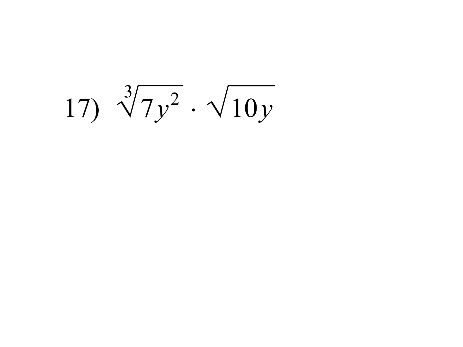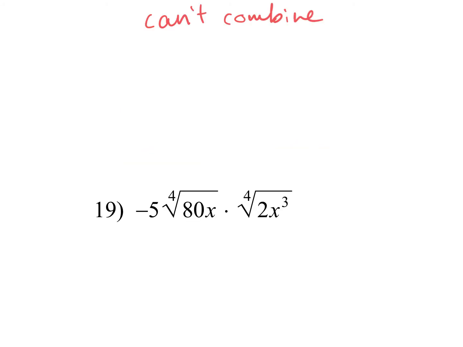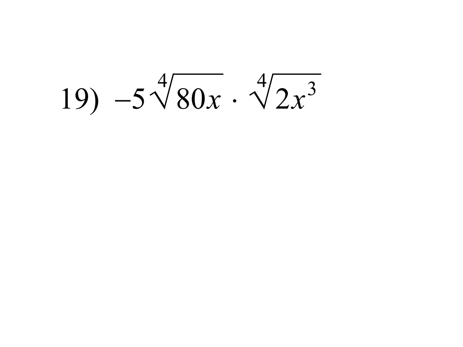All right, let's look at 17. Can I combine these? No. Nope, my indexes are different, so we cannot combine. Okay, let's do 19. Can I combine these? Yes. And that -5 just stays on the outside. So I have -5 times the 4th root of 80 times 2.